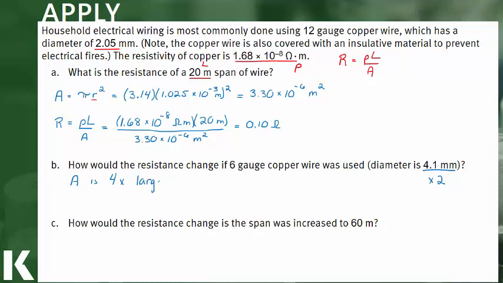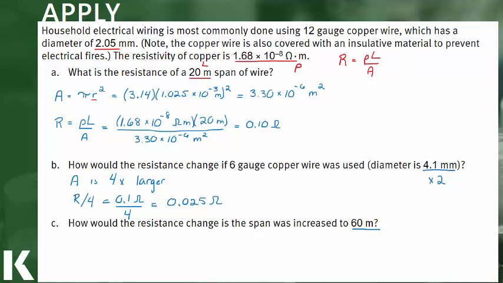And now let's look at the relationship in our formula. So resistance is inversely proportional to the area. So if we were to increase our area by a factor of 4, the resistance should be decreased by a factor of 4. So we'll take that 0.1 ohms and we'll divide it by 4. So our new resistance would be 0.025 ohms.